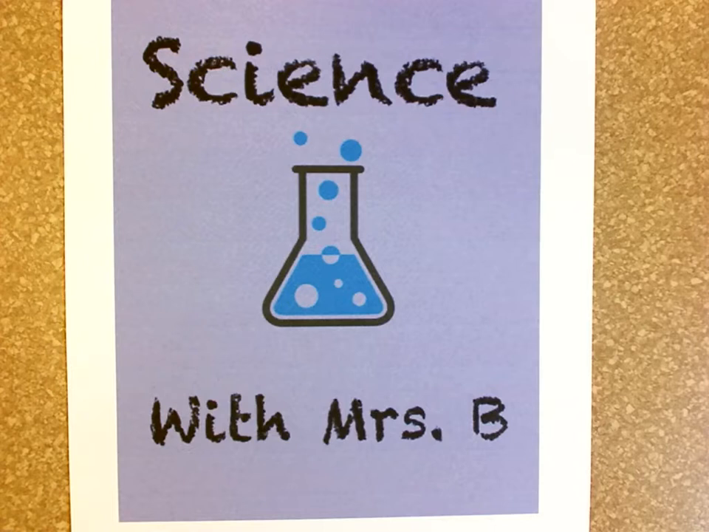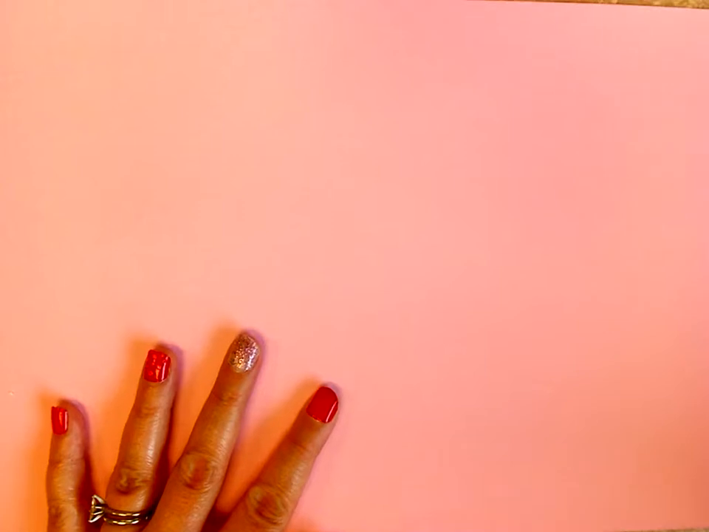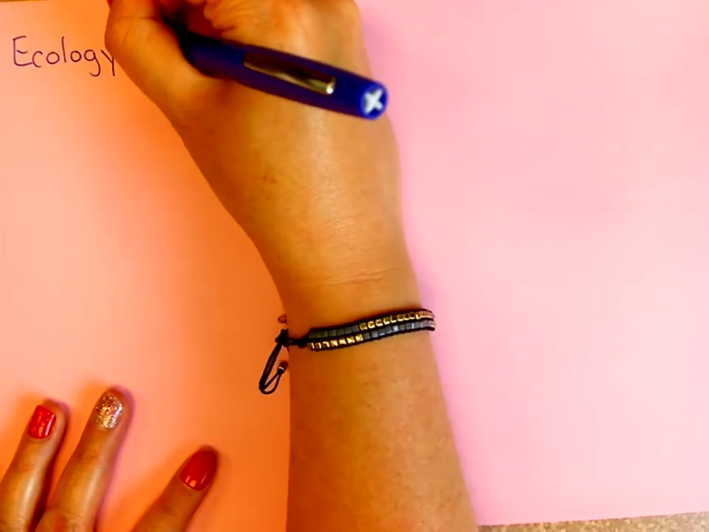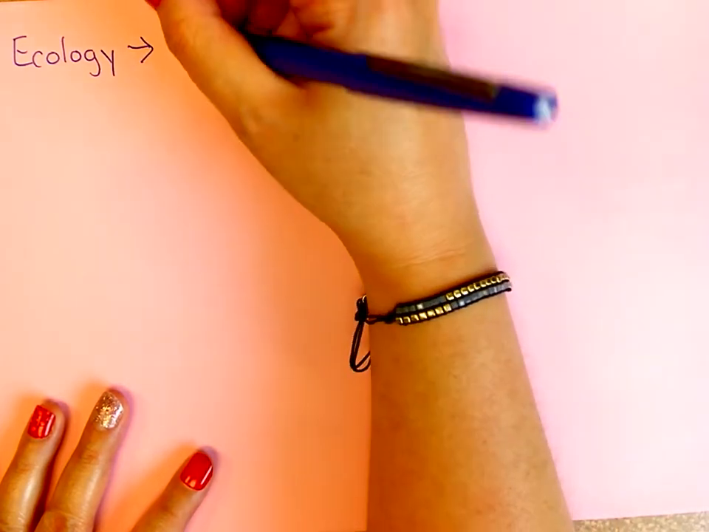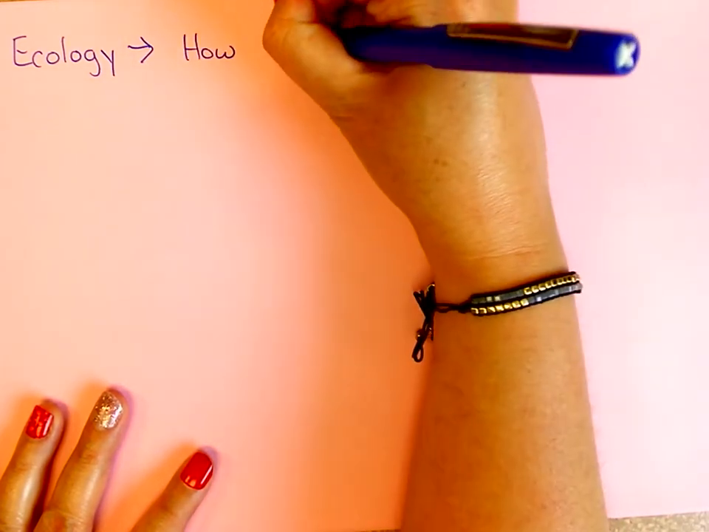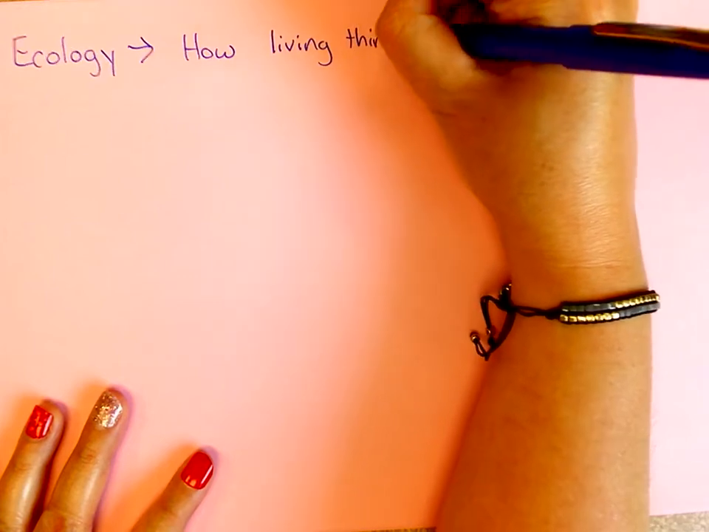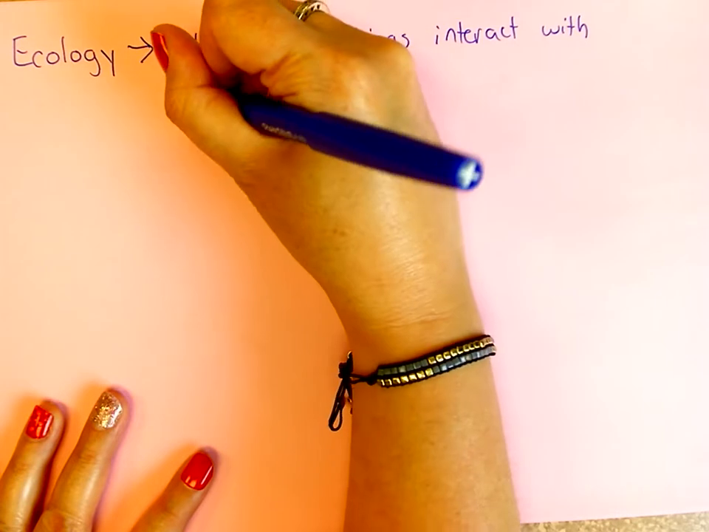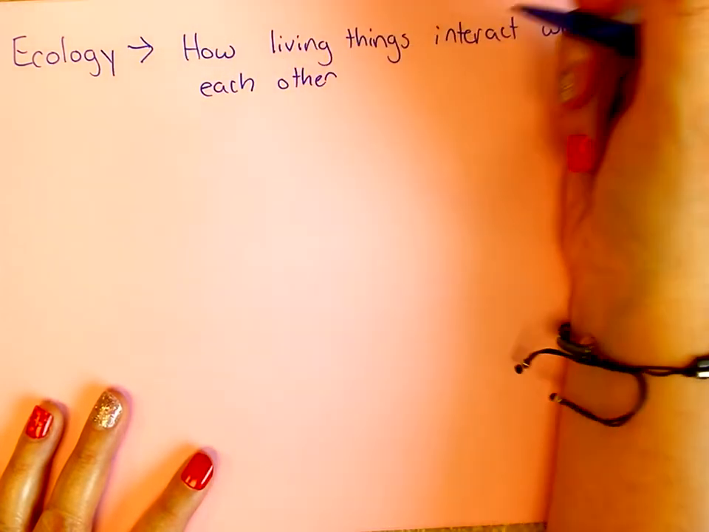I'm here to do a quick video review with you for your test on ecology. So we are going to just review everything that we've talked about for the past few weeks, just very quickly, to make sure that we understand everything for our upcoming test. So first of all, our topic is ecology, so it's good for us to know what the word ecology actually means. Ecology is just going to be the study of how living things interact with each other and their environment.